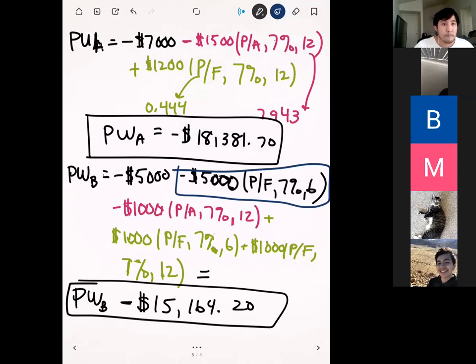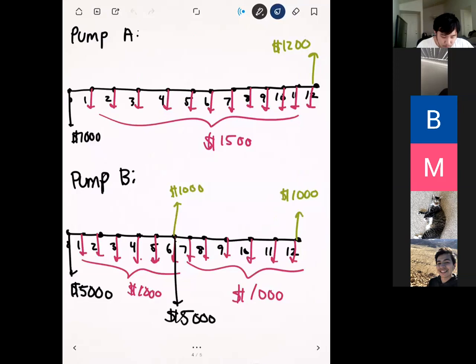Yeah, Professor. For PWB, and then for the second conversion from future sum to present sum, why is it 12 and not 6? Which one are you talking about? The 1,000 times P over F, 7%, and then 12. So we sold it twice. Remember, we sell our first pump at year 6, and that's the first one. And then the second pump that we buy, we sell it again in year 12. So we have one sale at year 6, one sale at year 12. Oh, okay.